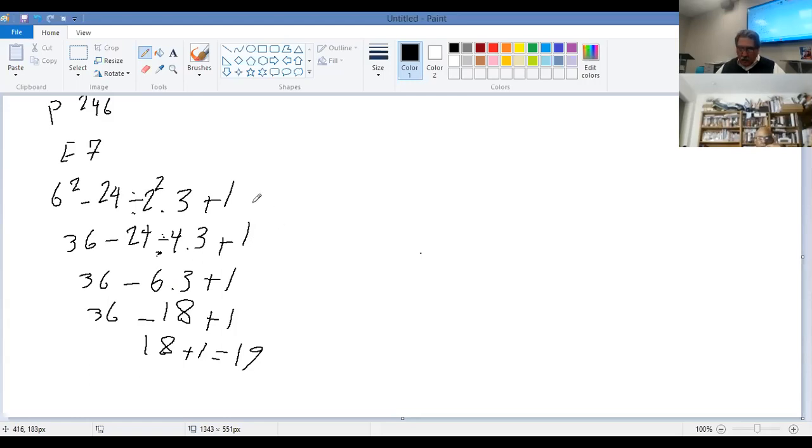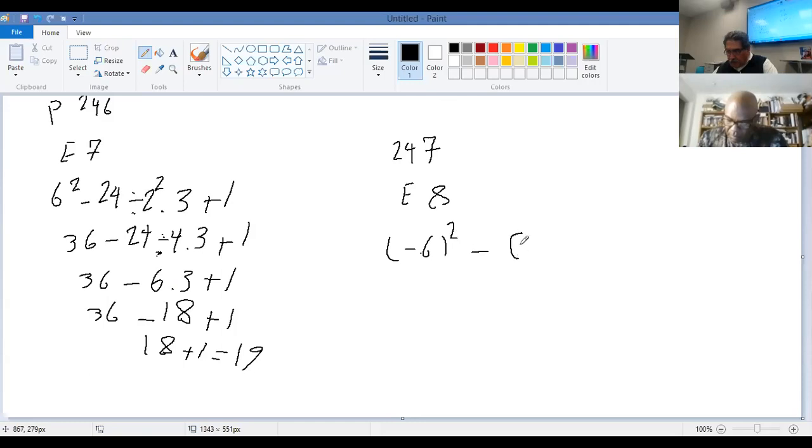All right. Now let's look at page 247. Page 247, example number 8. We have (minus 6) to the power of 2 minus (5 minus 7) to the power of 2 times minus 3. Okay, so first we work from inside the parentheses. I first take care of what is inside these parentheses.